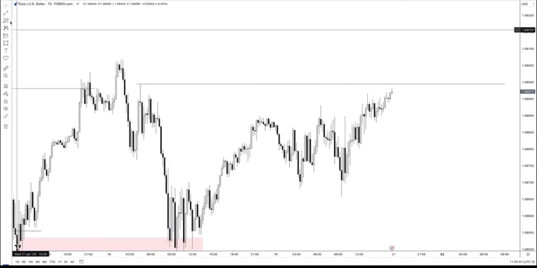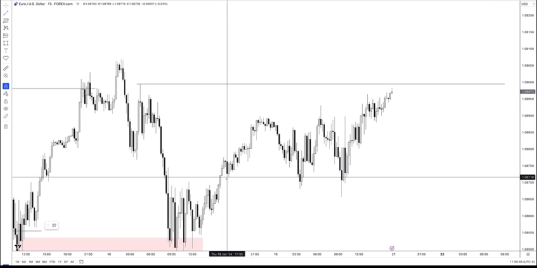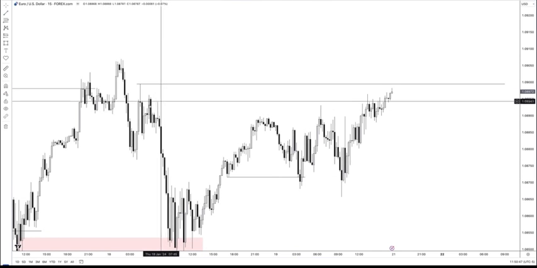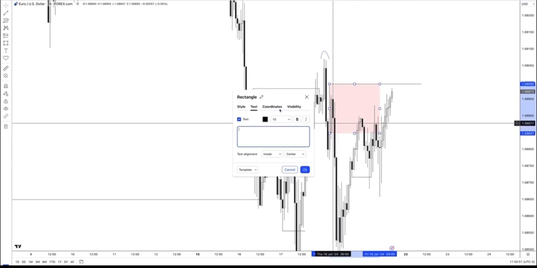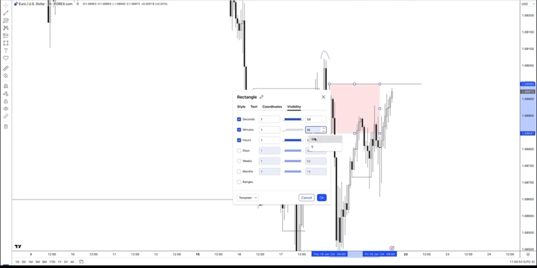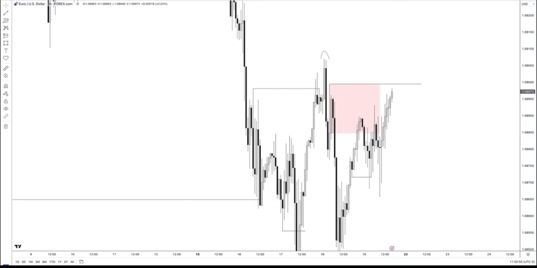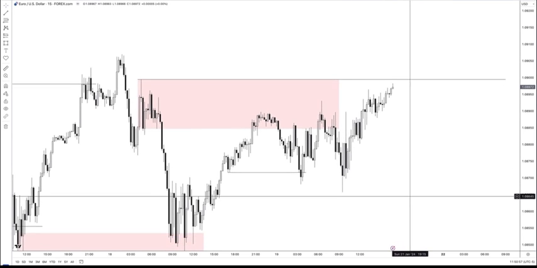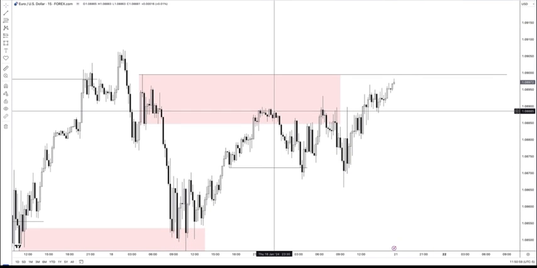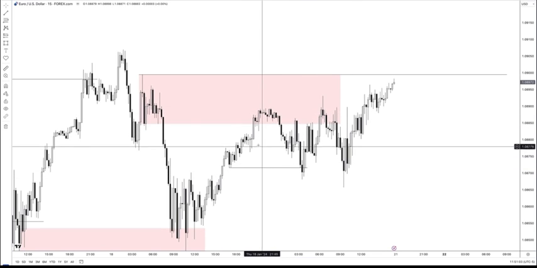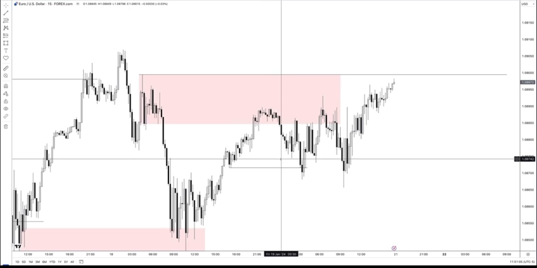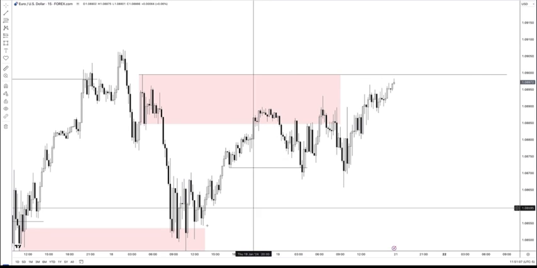London. So what ended up occurring here? Well, we tapped into this area. This was Thursday night, so this is the Asia session. We get a sell-off to the downside, taking out this liquidity that was left here, inducing sellers into the market.